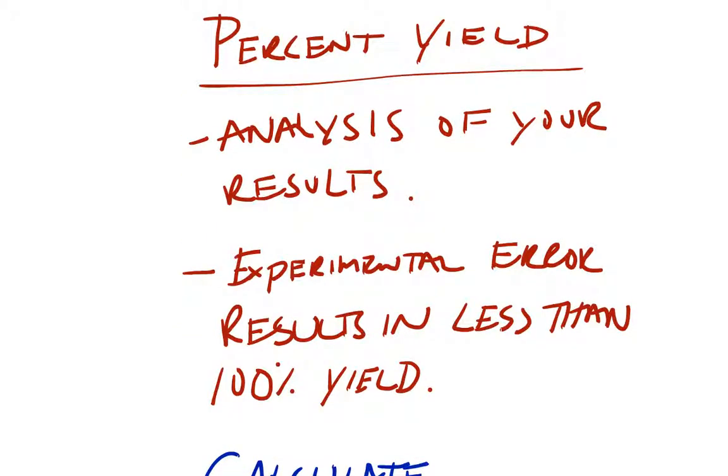Percent yield is the analysis of results, and it basically takes a look at your experimental error. Your results, if they're less than 100%, means that you do have an experimental error. What you're shooting for is 100% yield, which means what you actually get is what you predicted.